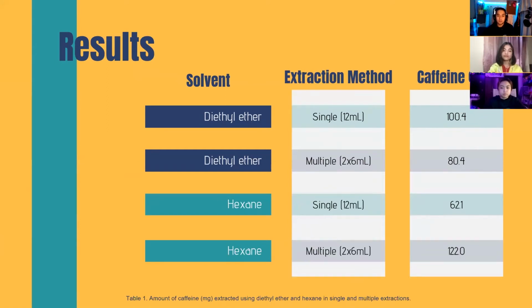100.4 milligrams or 74.37% of the caffeine was successfully extracted in the single extraction for diethyl ether. On the other hand, the multiple extraction yielded 80.7 milligrams or 59.78%. For hexane, 62.1 milligrams or 46% of the caffeine was successfully extracted. The multiple extraction for hexane yielded 122 milligrams of caffeine or 90.37%.